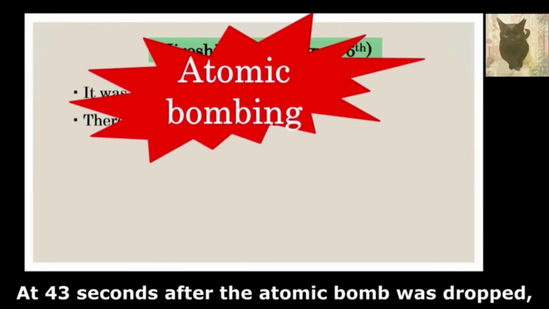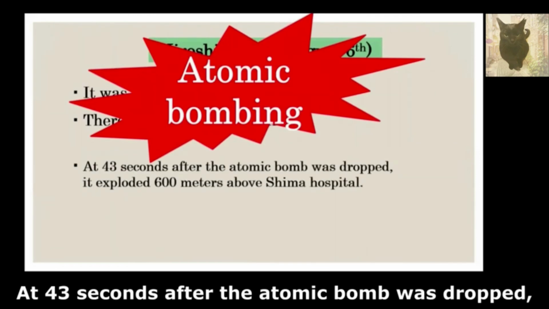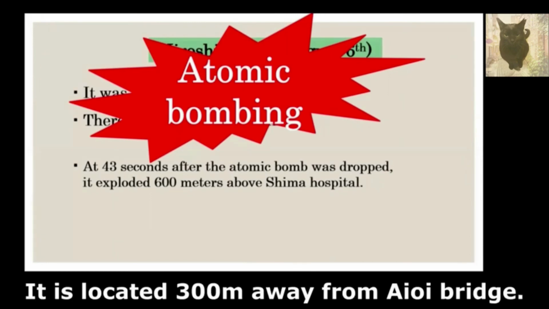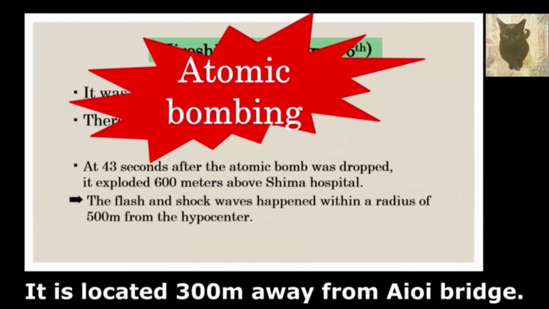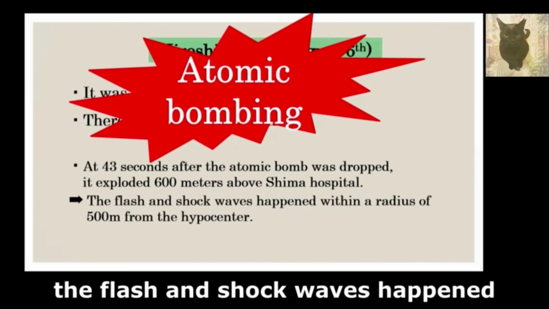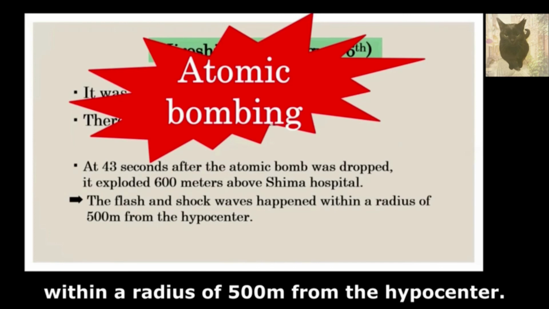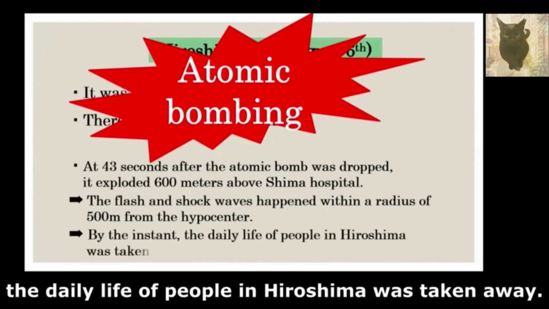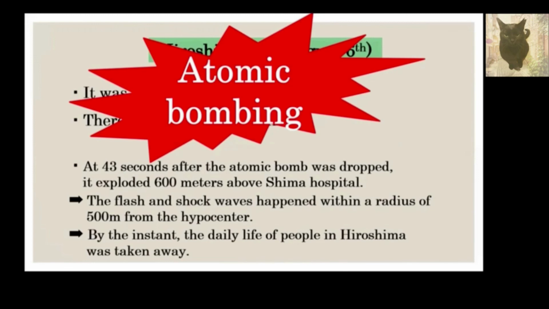43 seconds after the atomic bomb was dropped, it exploded 600 meters above Shima Hospital. It is located 300 meters away from Aioi Bridge. At the next moment, the flash and shockwaves happened within a radius of 500 meters from the hypocenter. In an instant, the daily life of people in Hiroshima was taken away.